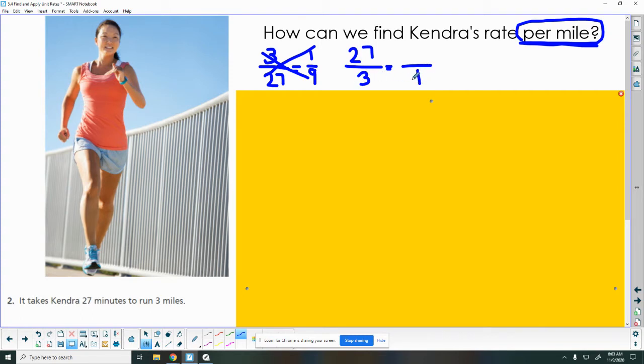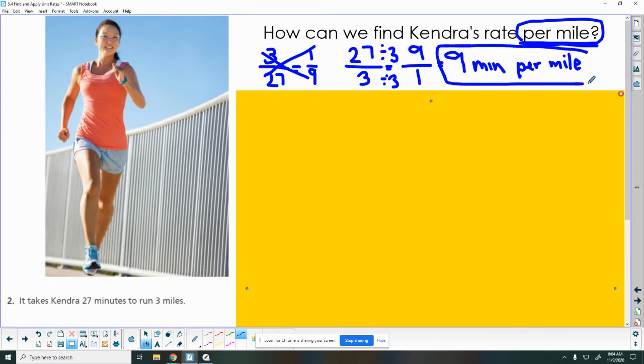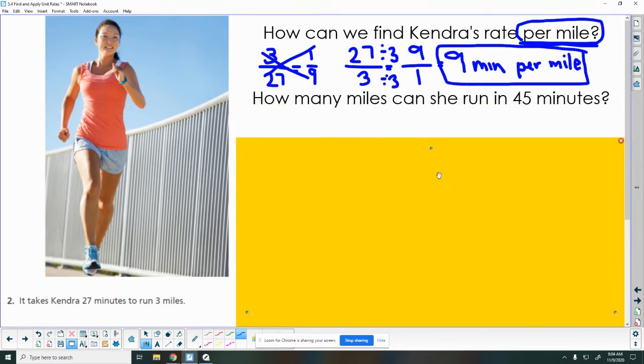So notice the miles match up and my minutes will match up. So to get from 3 to 1, we're dividing by 3. Whatever we do to the bottom, we do to the top. 27 divided by 3 is 9. 9 divided by 1 is 9. So every time she ran a mile, it took her 9 minutes per mile. So now I can use this information to answer some other questions.